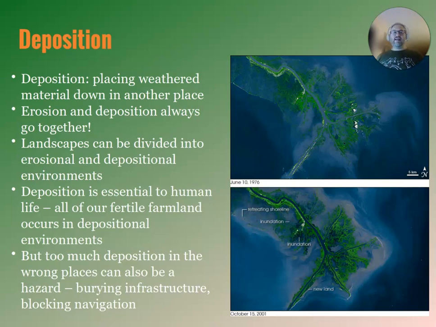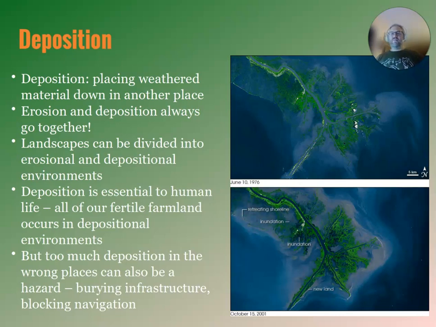And so we can take environments and divide them into erosional and depositional areas. So we have areas where we're primarily seeing erosion happening, where mostly material is being removed, and we have depositional environments where mostly material is being left behind and being placed down there. And so the photo there gives you an example of a classic depositional environment. This is the delta of the Mississippi River.